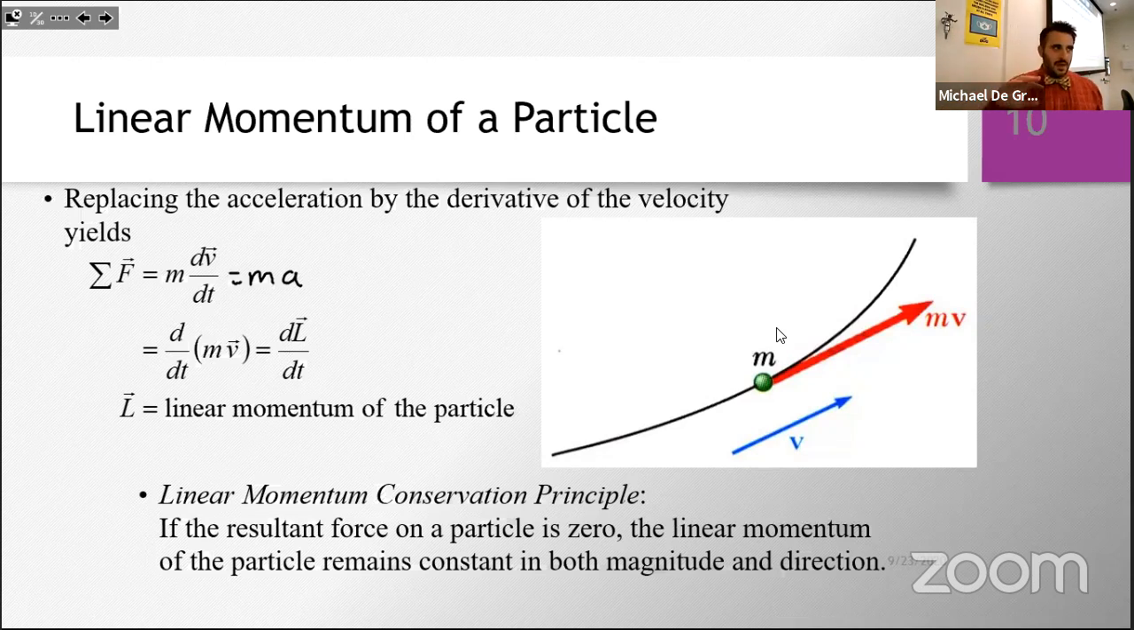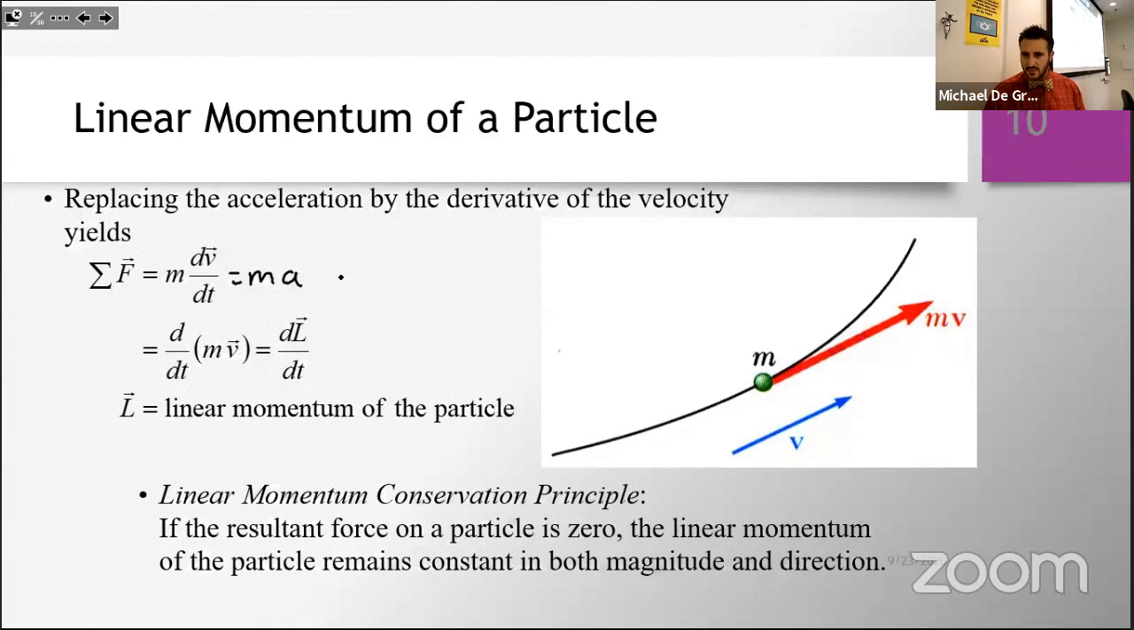Okay. So that seems weird to think about it that way, right? But it goes to show you that if you know what the momentum is and you understand how momentum changes with time, then you also understand how the forces act on that object. Linear momentum can be conserved, right? If the resultant force on a particle is 0, the linear momentum of the particle remains constant. So we often say that momentum is conserved: the amount of momentum I have at the start is the amount of momentum I have at the end. We'll talk more about that when we actually dive into momentum.